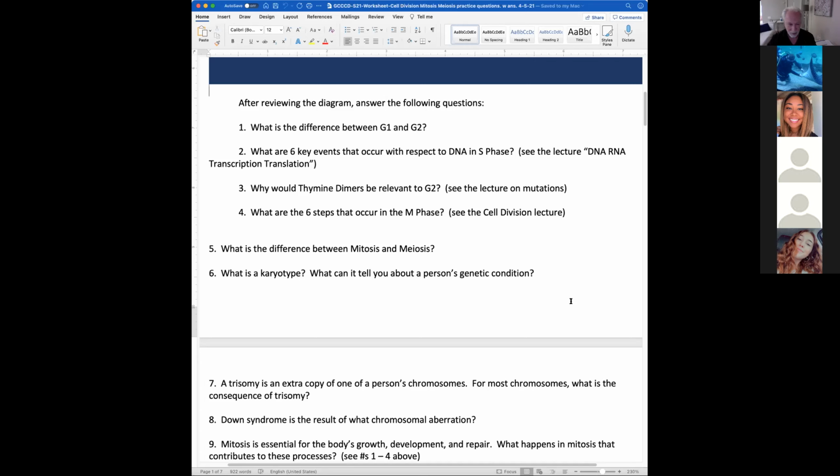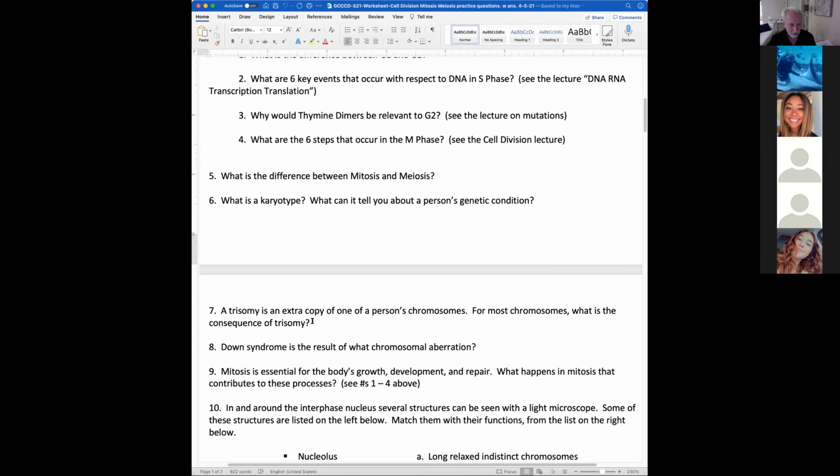You might see a chromosome with an odd shape, different from normal. Or someone else, take question 7. A trisomy is an extra copy. That's something else you might see in a karyotype, an extra copy. And so for most chromosomes, what is the consequence of a trisomy? 3 copies instead of 2.